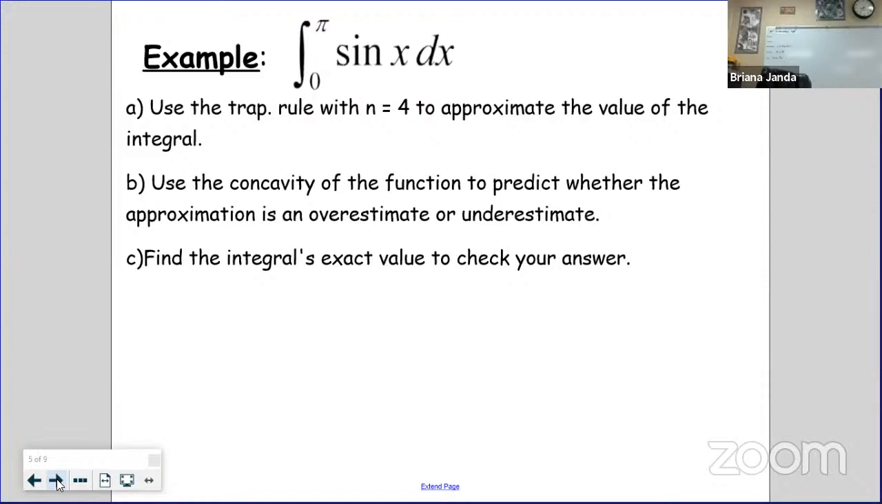For part B, think about what you know about the picture of sine of x to help you decide if you just over or underestimated it, and then remember on your calculator where you find an integral's exact value.